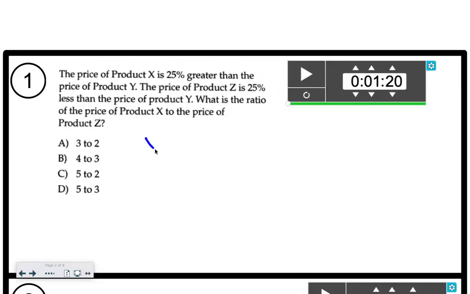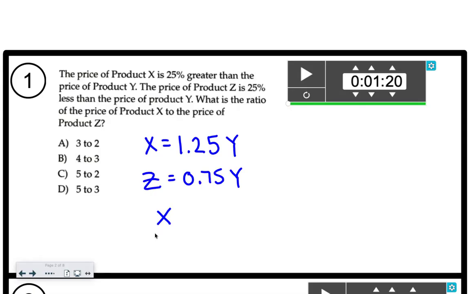So the price of product X is 25% greater than Y. A 25% increase, we use the decimal 1.25. And the price of product Z is 25% less. Well, 25% less, we would use 0.75, because if we take away 25%, we keep 75%. And then what is the ratio? Well, the ratio is just a fraction.